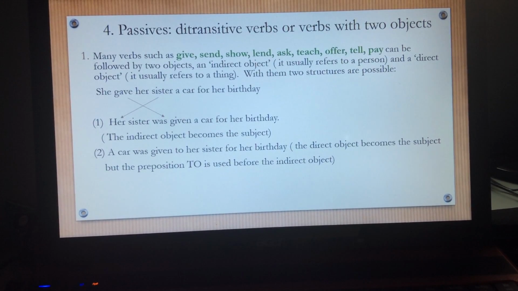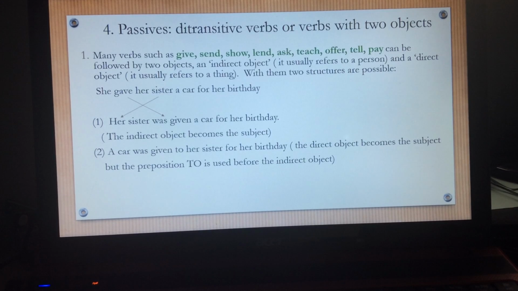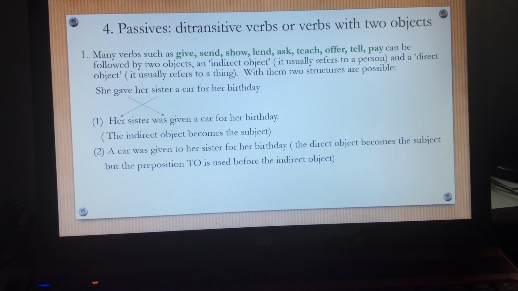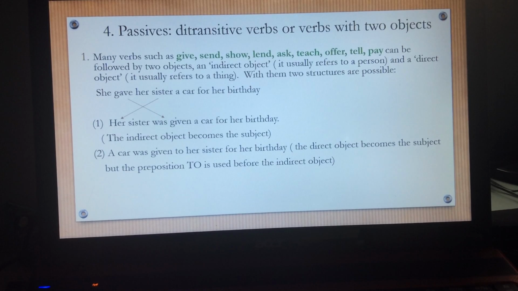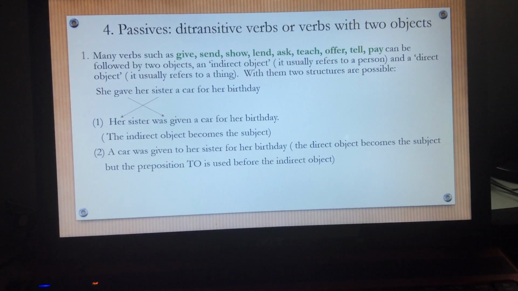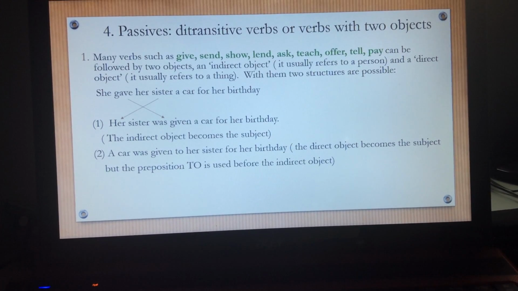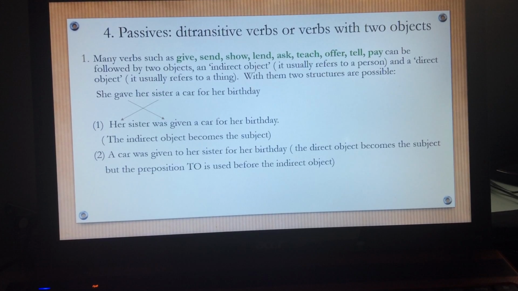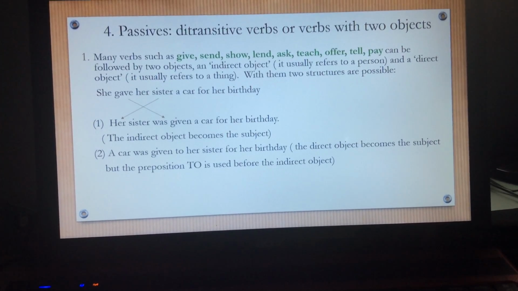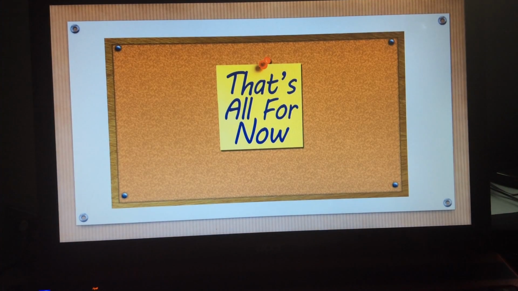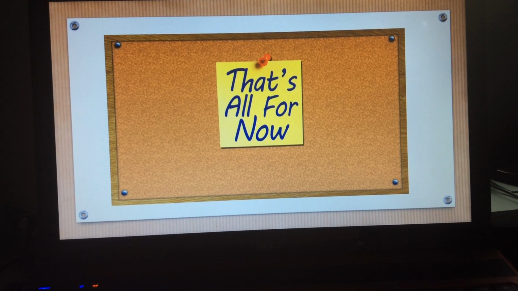So, which one is the easiest? Number one. But you have to learn both, because I am going to require that from you. So we will take a little test, and you will have to write the two possibilities for this type of passives. Well, that's all for now.